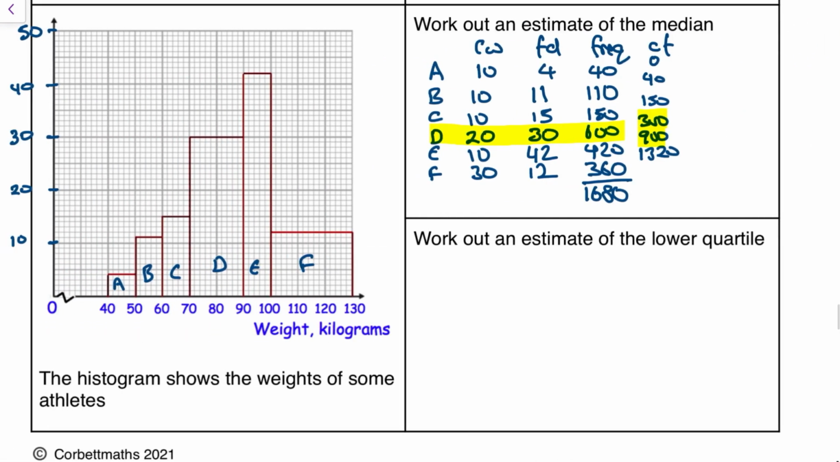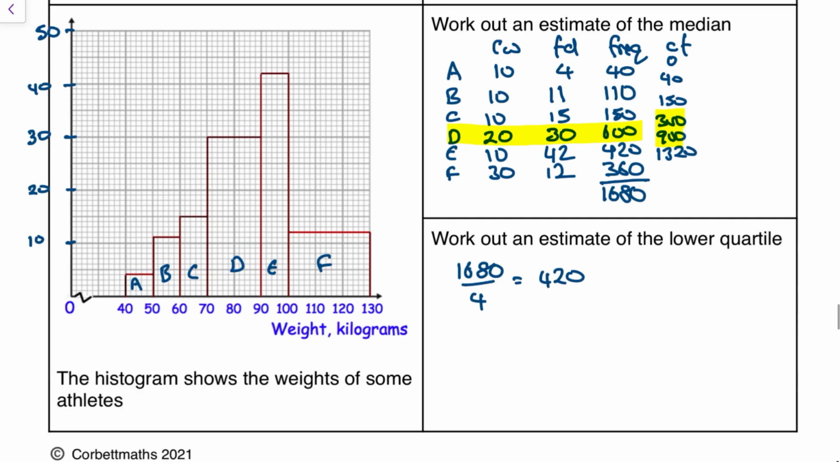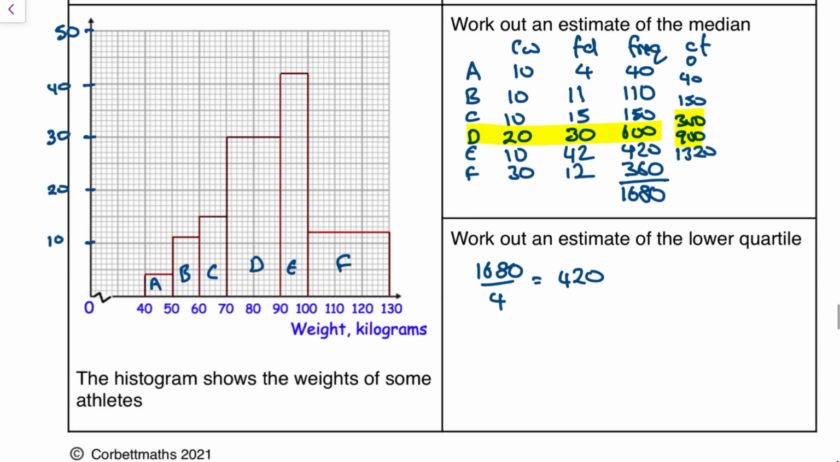Now, very similar question, the lower quartile. So what I'm going to do here, and it allows me to actually show you two different calculations doing a very similar thing, doesn't it? Which is quite good. So 1680 divided by 4 is going to give me the 420th item. Or I could just say it's half of 840. So that would work as well. Then what I need to do is work out where 420 is. Well, it is also between 300 and 900.